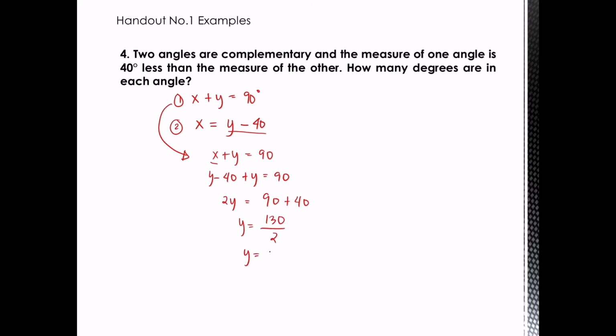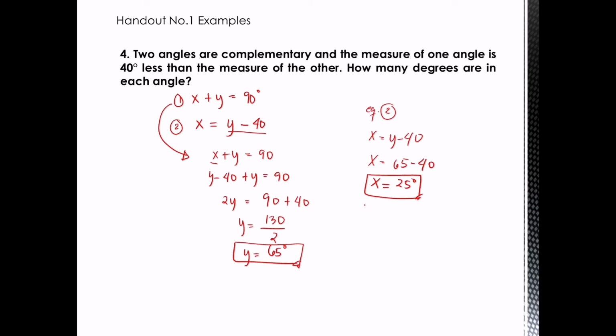Y is equal to 65 degrees. And then for x, from equation 2, x is equal to y minus 40, x is equal to 65 minus 40, so that your x is now equal to 25 degrees.